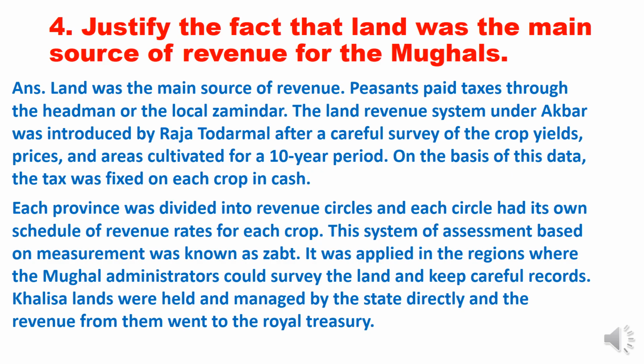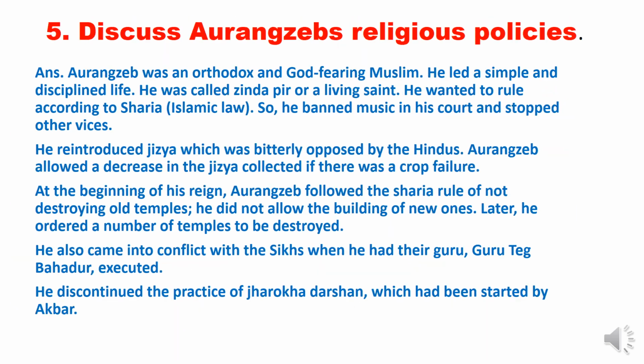Each province was divided into revenue circles and each circle had its own schedule of revenue rates for each crop. This system of assessment based on measurement was known as Dabt. It was applied in the regions where the Mughal administrators could survey the land and keep careful records. Khalisa lands were held and managed by the state directly and the revenue from them went to the royal treasury.